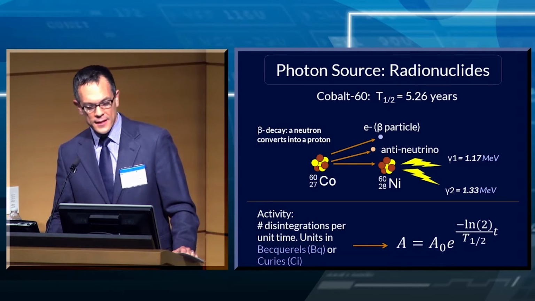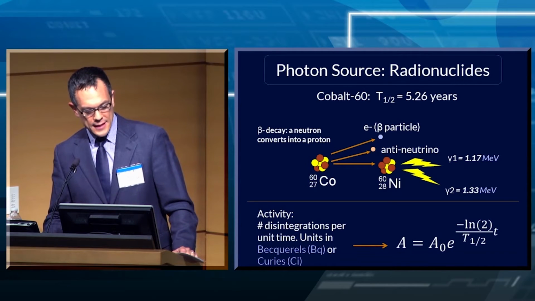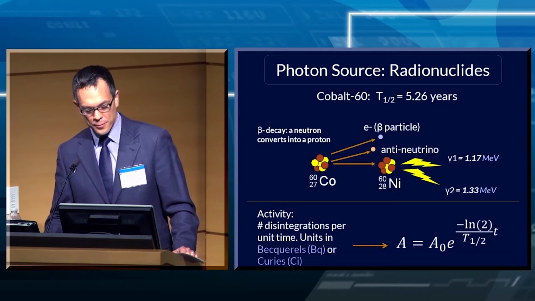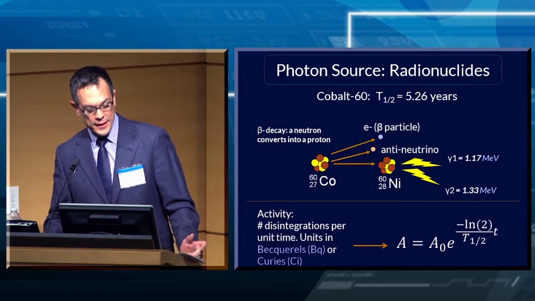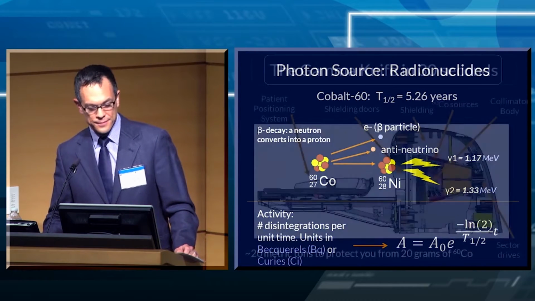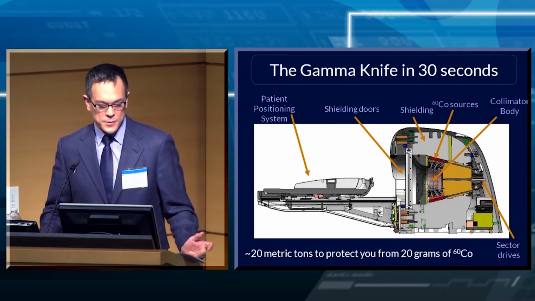And whenever you have a decaying radioactive material, its activity is going to decay by the relatively well-known decay equation, and the activity is in units of becquerels or curies, like I mentioned before. So again, cobalt-60 is what runs the Gamma Knife.